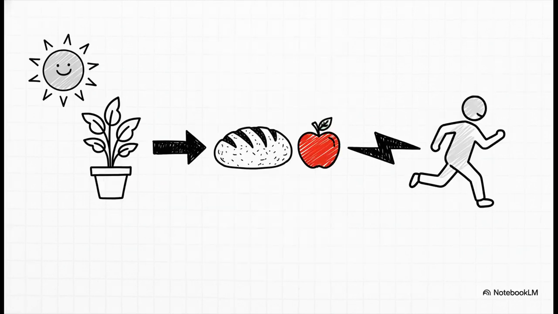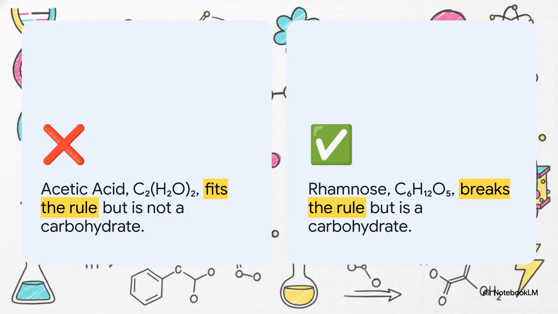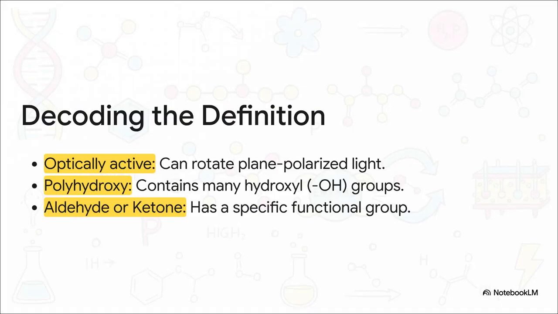First up, carbohydrates. You can think of these as our primary energy givers. Originally, scientists had a pretty simple definition for them, just hydrates of carbon. But yeah, that old rule had some major exceptions. It just didn't hold up. So we got a new definition, one that's way more precise and based on structure. Okay, that sounds complicated, right? But it just describes its structure and how it bends light.